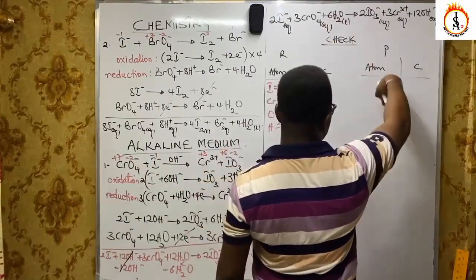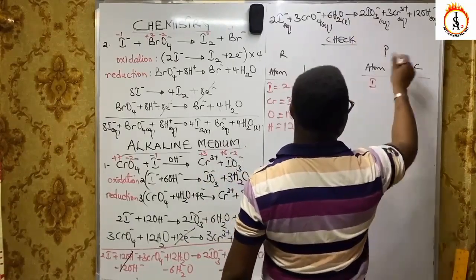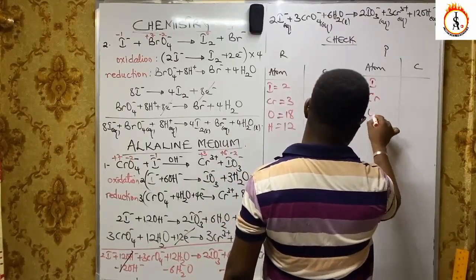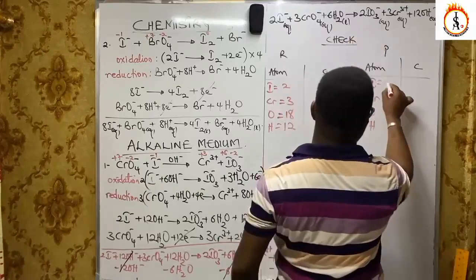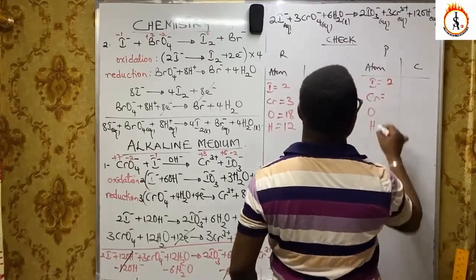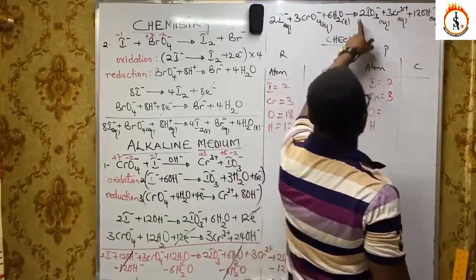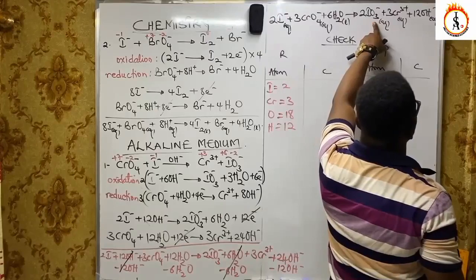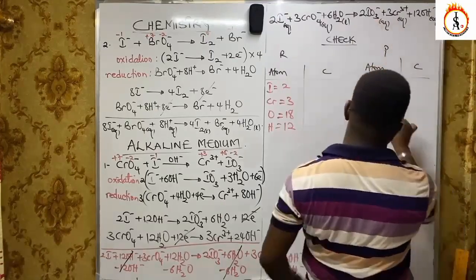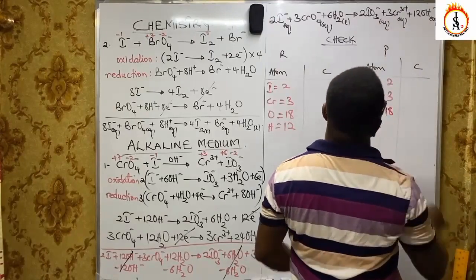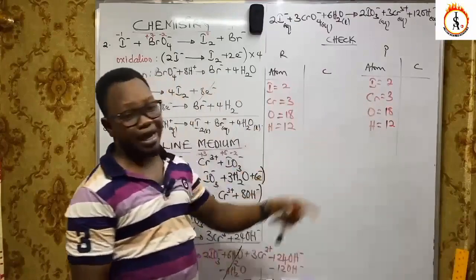So we also come to the product side. The atoms, we have iodine, we have chromium, we have oxygen, and we have hydrogen. Iodine, we have 2 iodine atoms. The chromium, we have 3. The oxygen, 2 by this 3 gives us 6, and plus this 12 gives us 18. The hydrogen, we have 12. So we find out that the atoms are balanced.